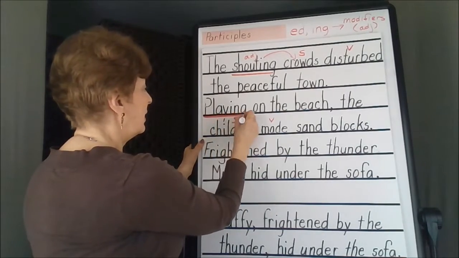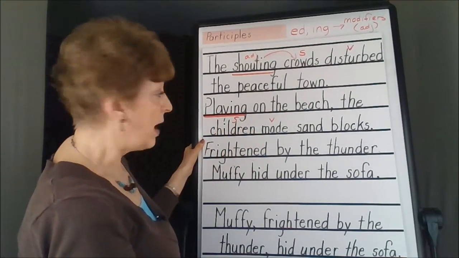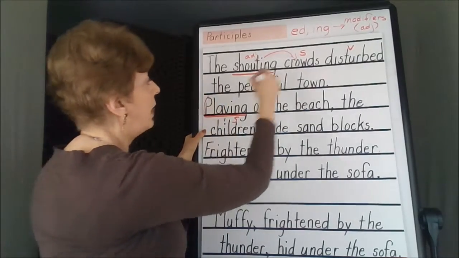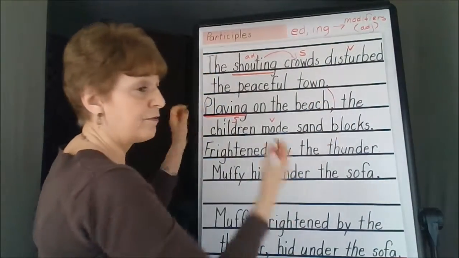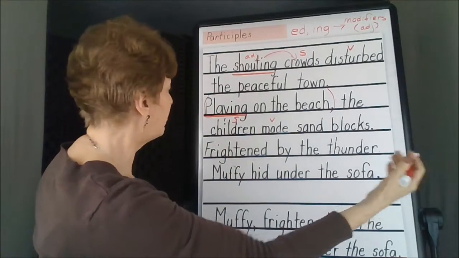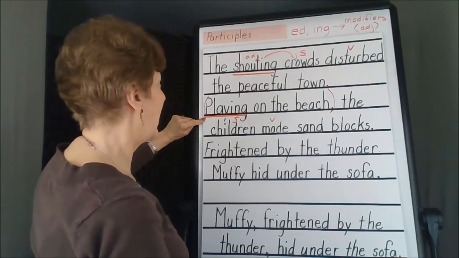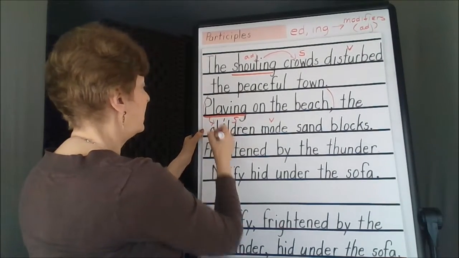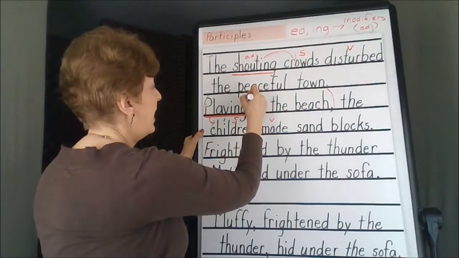Playing now is describing the children. In fact, playing on the beach, it's the phrase. It's a whole verbal phrase that has a present participle in it, and it modifies the children. So this is an adjective.